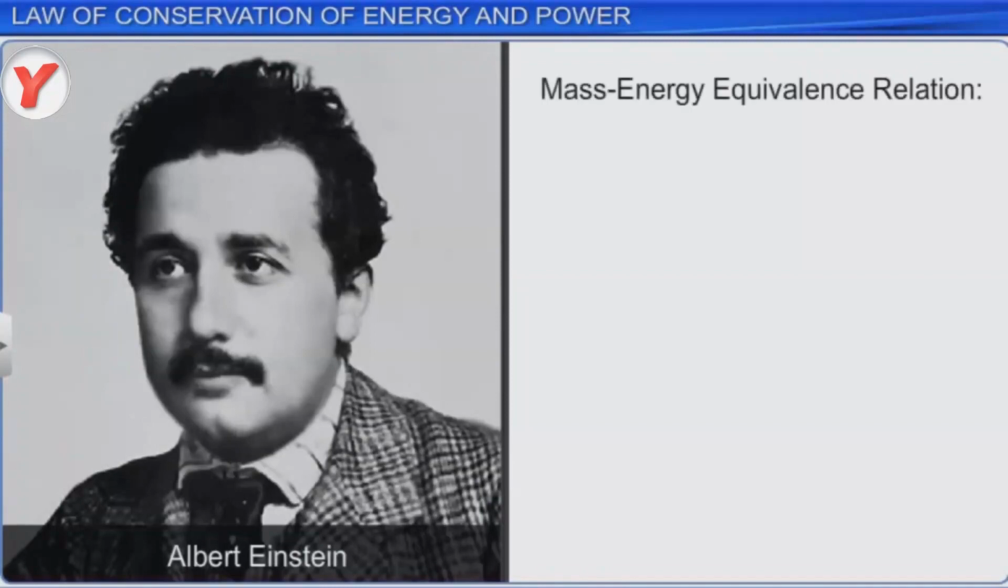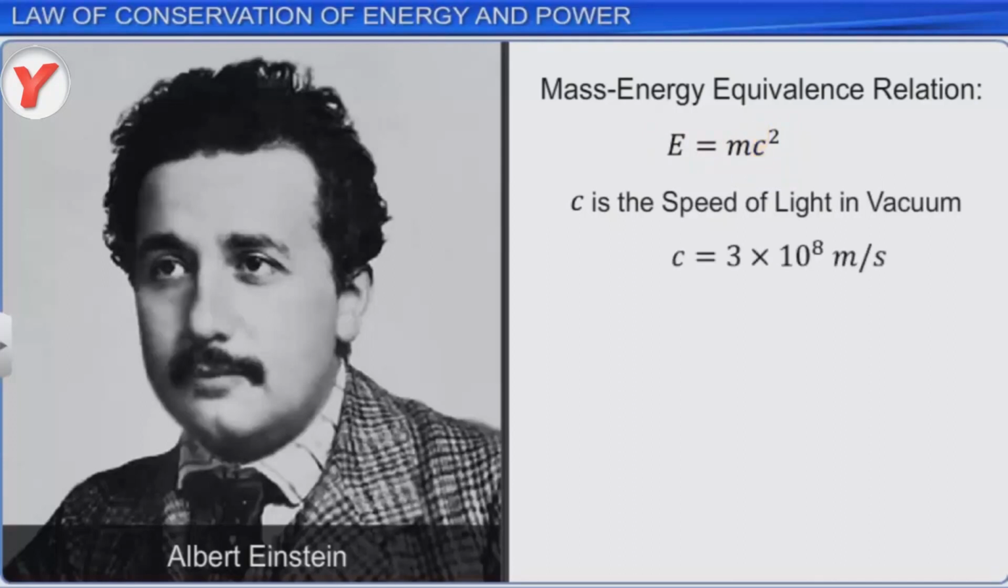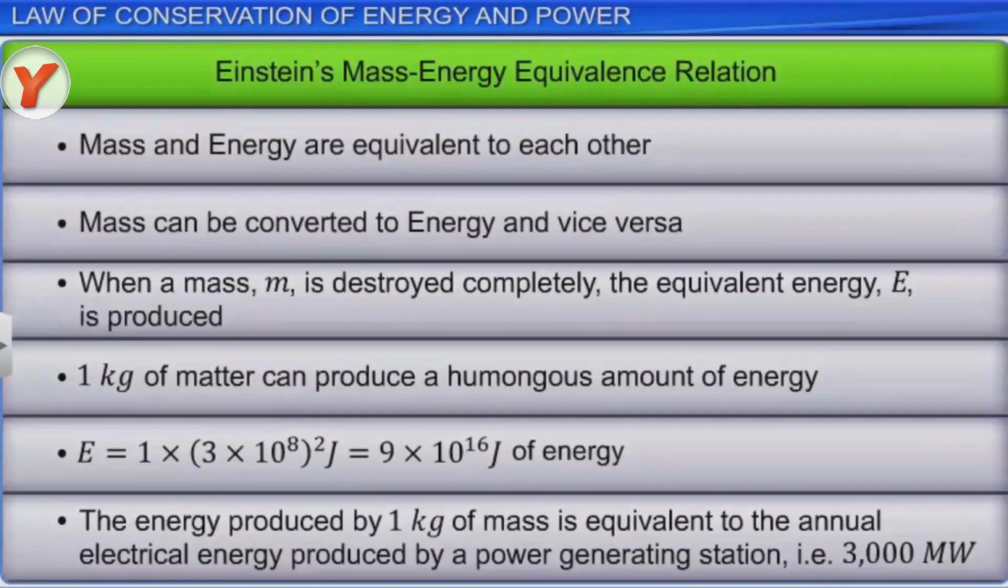However, Albert Einstein proposed his famous mass-energy equivalence relation, E is equal to mc squared, to show that mass and energy are equivalent. In this relation, E is equal to mc squared, and c is the speed of light in vacuum, which is approximately 3 into 10 raised to 8 meters per second. Thus, according to Einstein's mass-energy equivalence relation, mass and energy are equivalent to each other. Mass can be converted into energy and vice versa. When a mass m is destroyed completely, the equivalent energy E is produced.